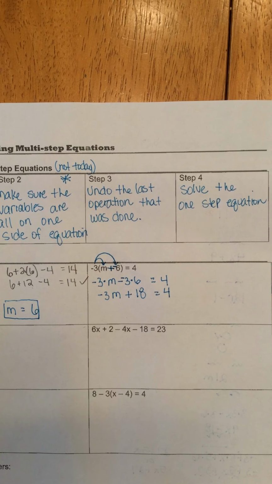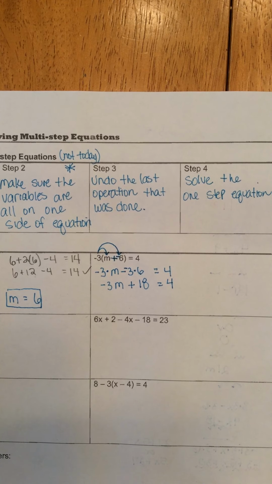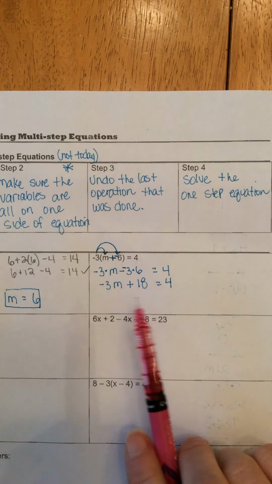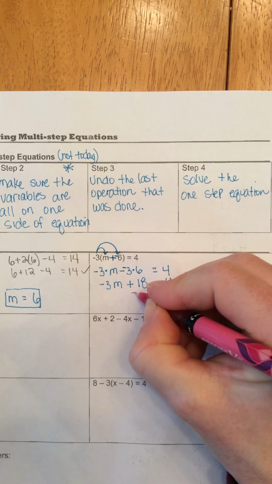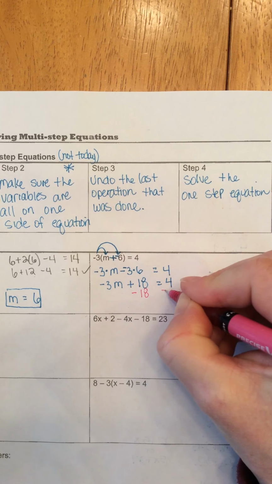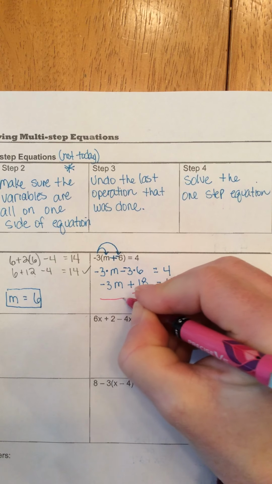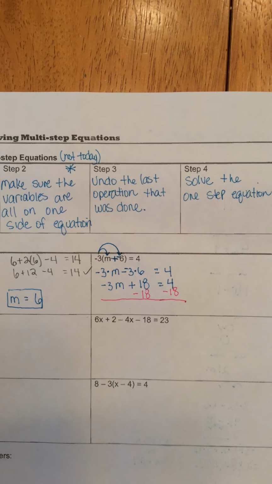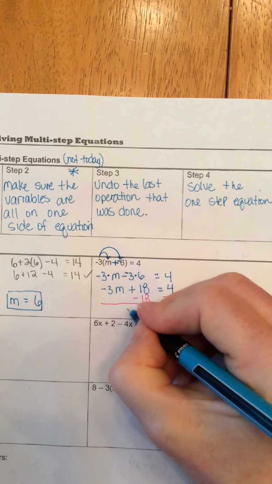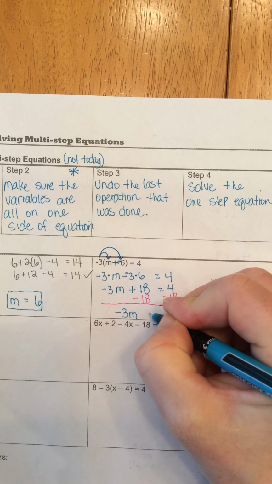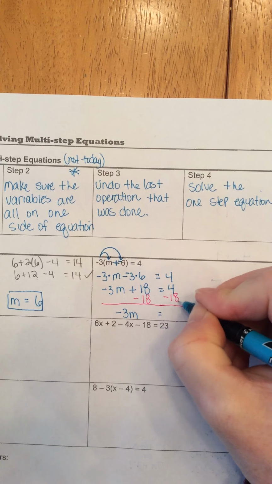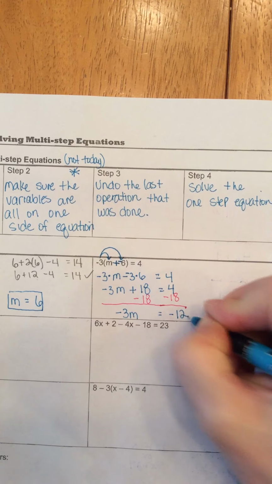All right, so now that I have simplified by removing the parentheses, I am going to undo the last operation that was done. The last operation that was done was the plus 18. So I'm going to go ahead and subtract 18 from both sides. So we have -3m now. This is 0. We undid that. And 4 minus 18 is a -12.